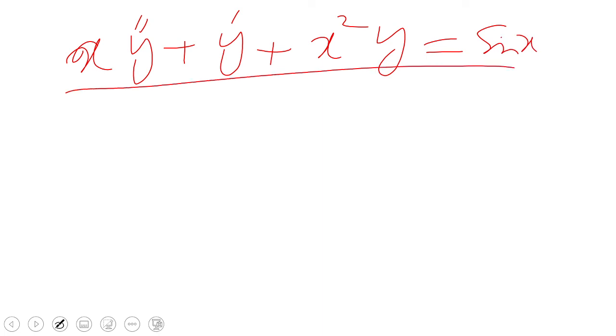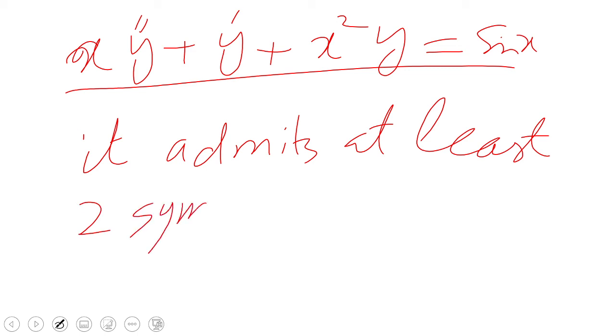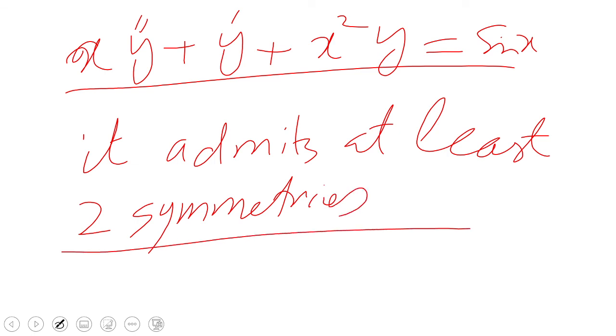So it is confirmed that it admits at least two symmetries. Similarly, if the order is 3, then we are sure that there must be 3 Lie symmetries.